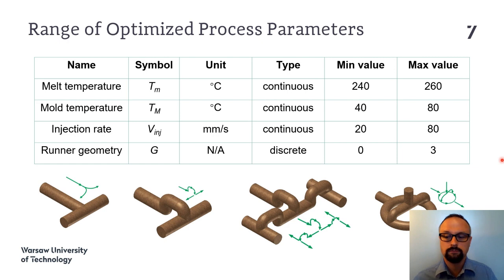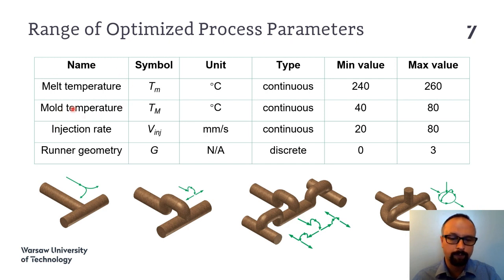Okay, so that was the introduction. Let's move to the point, to the optimization. And to optimize something, we need to have the parameters of our optimization defined. In this case, we have 4 parameters. The first 3 are quite obvious, it's a standard of the injection molding process. So we have melt temperature, mold temperature, and injection rate.